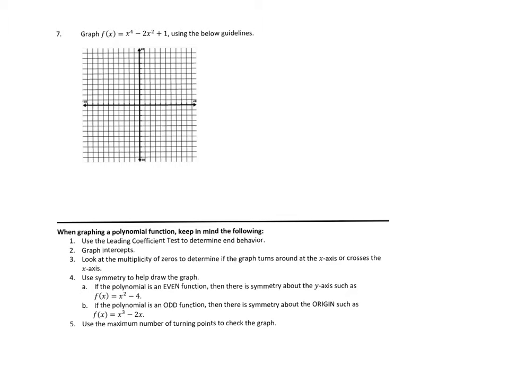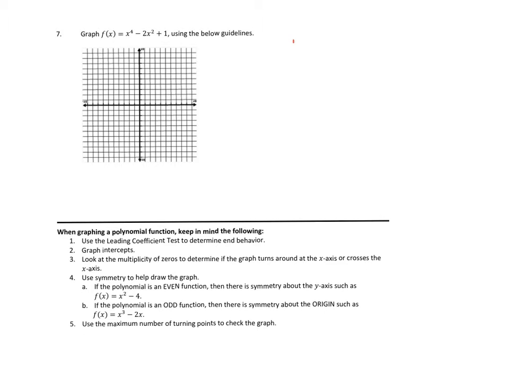Okay, finally example number 7. I'm sure if I was in class, this would have been a lot faster. So we are going to graph this function, f of x equals x to the fourth minus 2x squared plus 1. So there's a few things you could talk about: the leading coefficient.